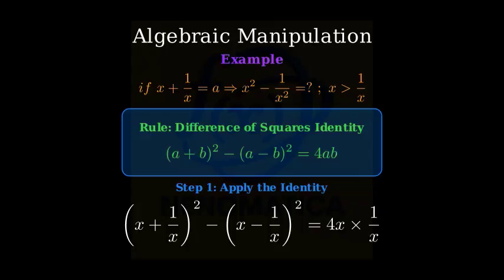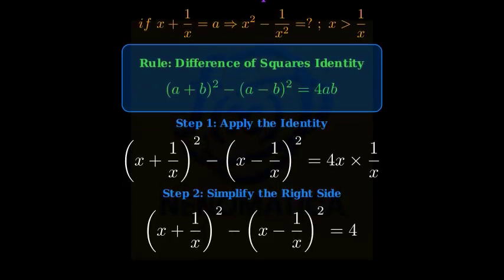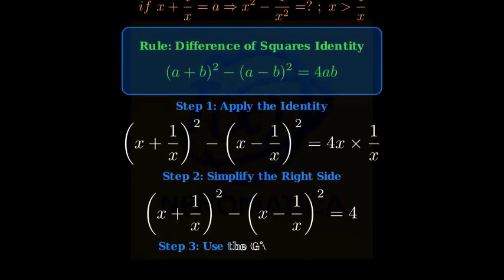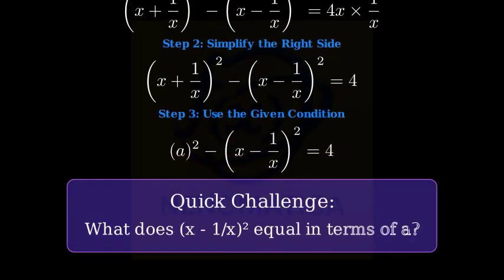Next, let's simplify the right side. 4x times 1 over x equals 4. Now, we recall that x plus 1 over x equals a. So the first term on the left side is a squared. Before we continue, here's a quick challenge for you. Can you predict what the expression x minus 1 over x squared equals?